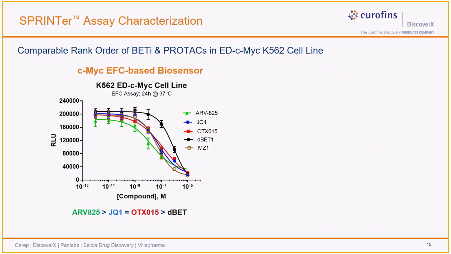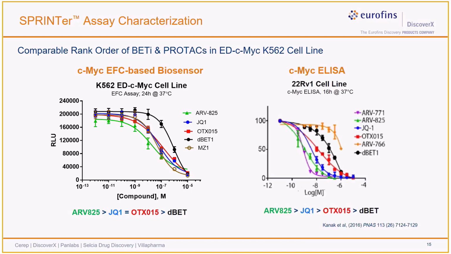To further characterize our Sprinter assay platform, we decided to test an additional BET inhibitor, OTX015, and its related PROTAC, ARV-825. Using the c-MYC biosensor, we could generate a rank order of these molecules with differential kinetics, shown here in the left panels. This rank order of potency recapitulates previously published data using c-MYC ELISA, shown here in the right panels.